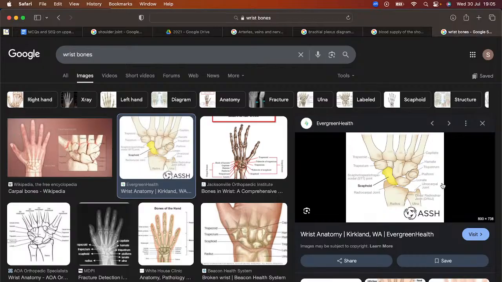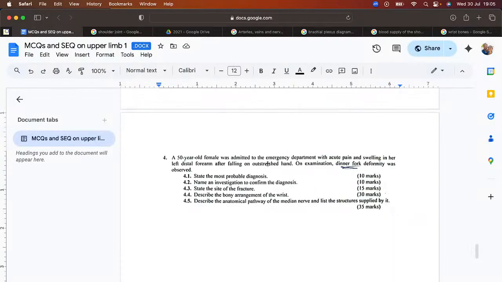Should we mention anteroposterior X-ray for investigations used? Yeah, actually, sorry, I forgot to mention that. It's going to be an anteroposterior X-ray of the wrist joint.